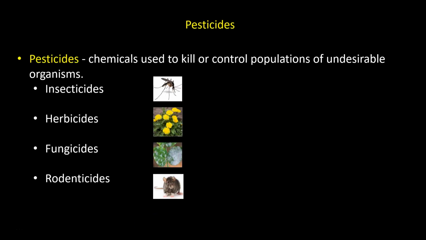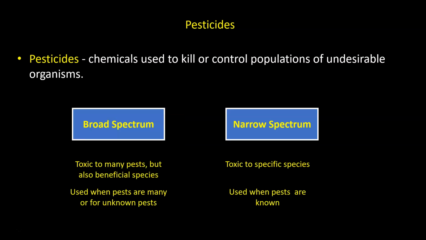Pesticides are chemicals used to kill or control populations of undesirable organisms. They come in four main types: insecticides, herbicides, fungicides, and rodenticides.